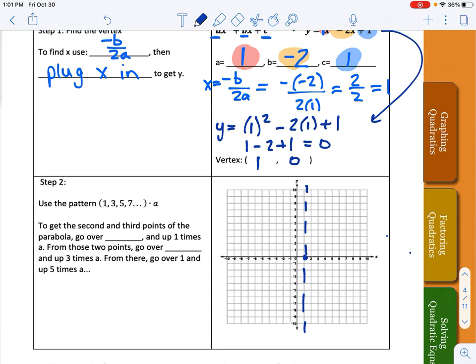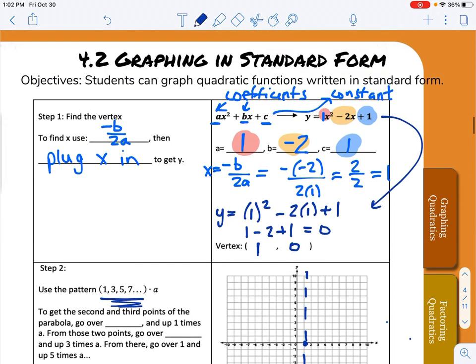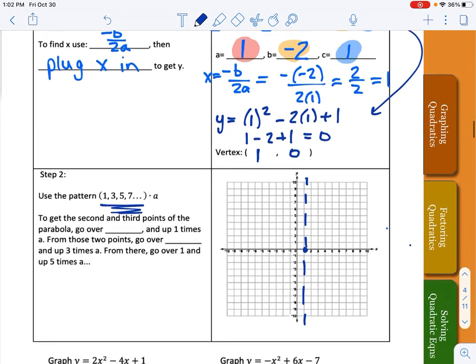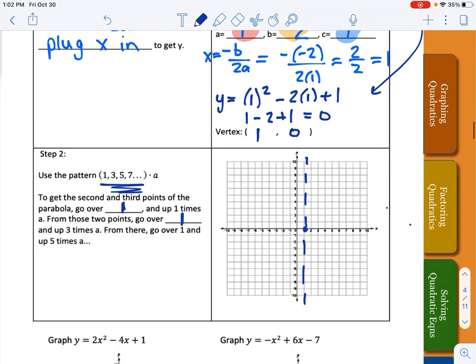So the other day I had you solve and graph these using a table. That is a completely valid way to do this, but there is a trick that we can use. We can use the pattern 1, 3, 5, 7, and so forth times our coefficient a to solve for the following points that we need to graph. So to get the second and third points of the parabola, go over 1 and up 1 times a. From those 2 points, go over 1 and up 3 times a. From there, go over 1 and up 5 times a, and so on and so forth.